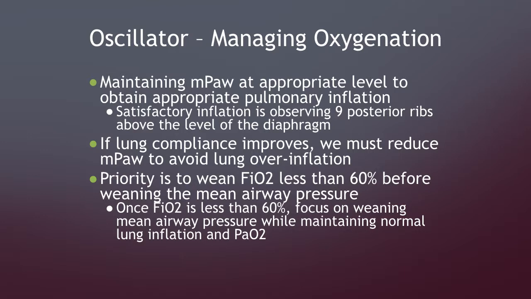As far as managing oxygenation on the oscillator, we can go up on our mean airway pressure. We typically only want to see patients expand to about 9 ribs. If lung compliance improves, we really need to drop that mean airway pressure as soon as possible to prevent any kind of barotrauma or volutrauma. And we obviously want to try to wean FiO2, keep it under 60% to prevent any O2 toxicity.